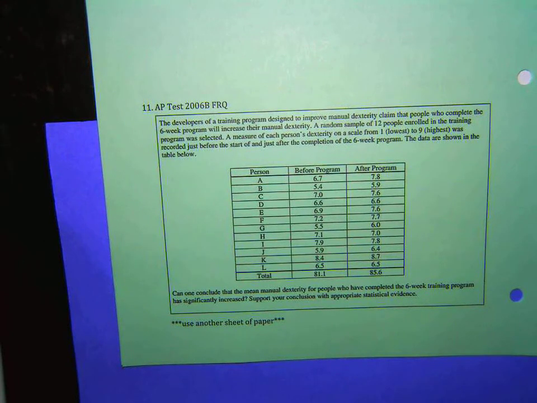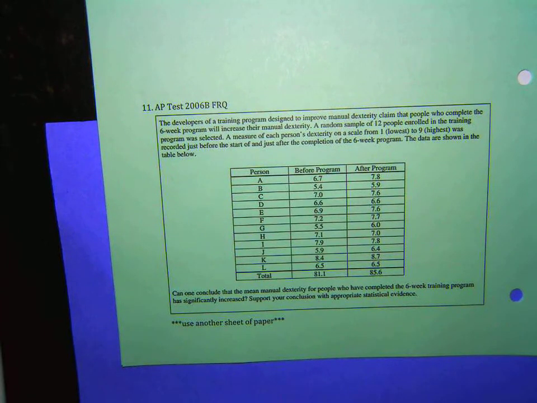2006 Form B FRQs. It was question number 4. If you want more detail about how this was scored, you can go to AP Central to look that up. But I wanted to examine exactly how you get a 4 on this question, because it's very vague. All it asks is, is this statistically significant? Do you have statistical evidence to support that this program does improve dexterity?